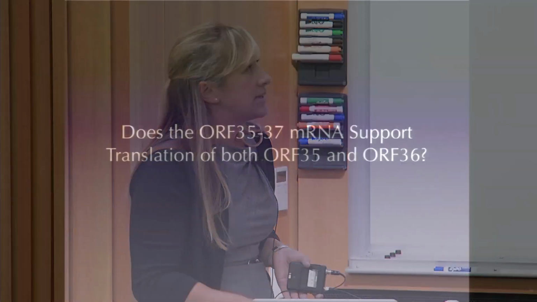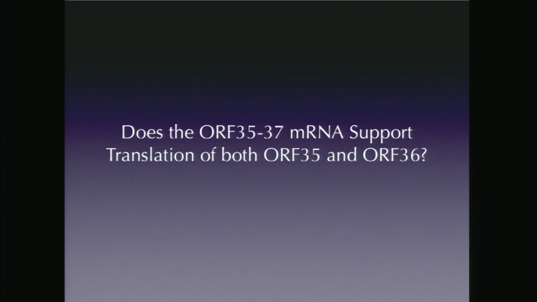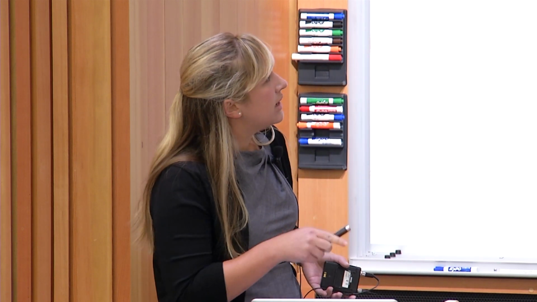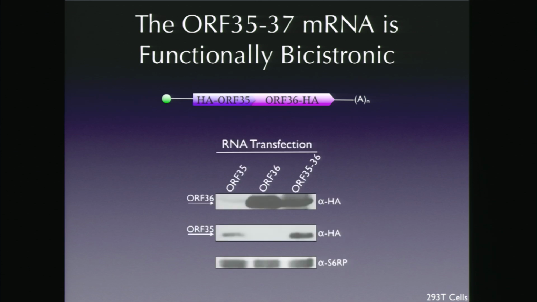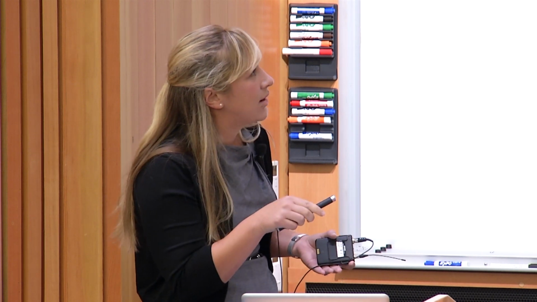So one of the first questions we asked is whether this polycistronic mRNA can support translation of both 35 and 36. Is this a functional bicistronic transcript? To look at this, we engineered a construct with an N-terminal tag on 35, a C-terminal tag on 36, while maintaining the native 5' UTR. We in vitro transcribed this mRNA and expressed it in cells. Here you can see 35 alone, 36 alone, and importantly, expression of both proteins from a single mRNA, confirming this is bicistronic. Intriguingly, expression of ORF36 was robust despite being present as the downstream gene, which is really not what we expected.